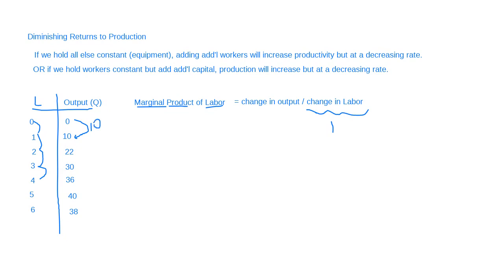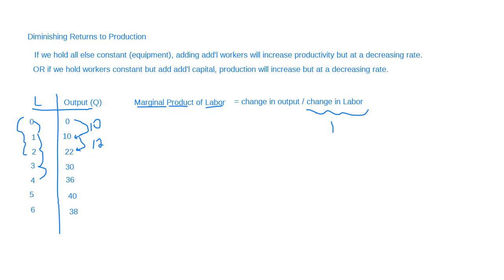All right, from 1 worker to 2, my change in output is 12. This is not diminishing returns yet. This would be increasing returns. So in the beginning, for us between 0 and 2, you can sometimes see increasing returns due to specialization, but those don't last.